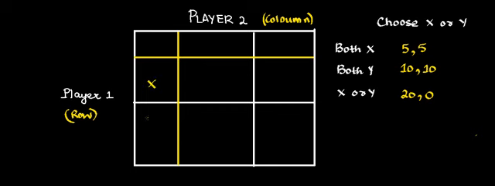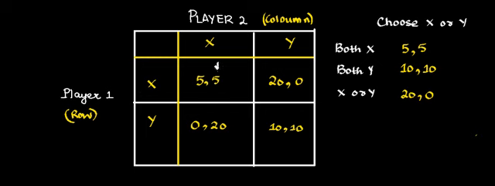Player 1 has two strategies, X and Y. Player 2 has two strategies, X and Y. When player 1 chooses X and player 2 also chooses X, then the payoffs are 5-5. When player 1 chooses X and player 2 chooses Y, then player 1 gets 20 and player 2 gets 0. When player 1 chooses Y and player 2 chooses X, then player 1 gets 0 and player 2 gets 20. When player 1 chooses Y and player 2 also chooses Y, then both of them get 10-10.